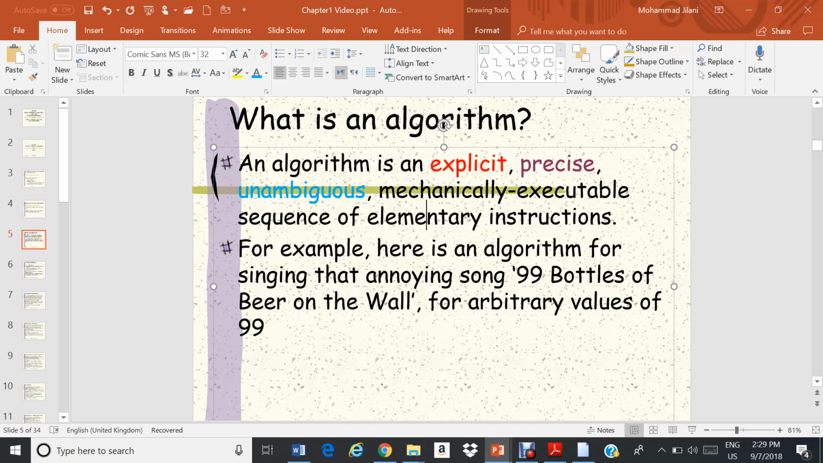Mechanically here, when I say mechanically, I can also refer to computerized or programming-wise. I can write a program that can implement it. So it is an executable sequence of elementary instructions. So it's a sequence of instructions.